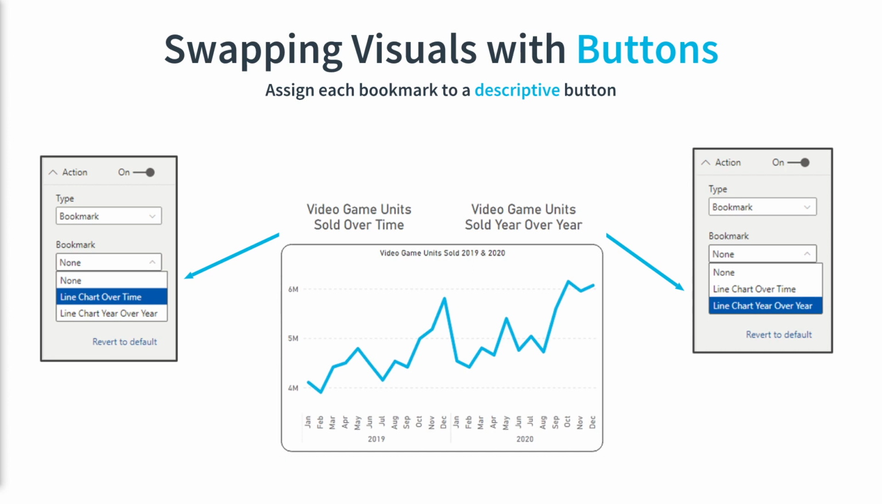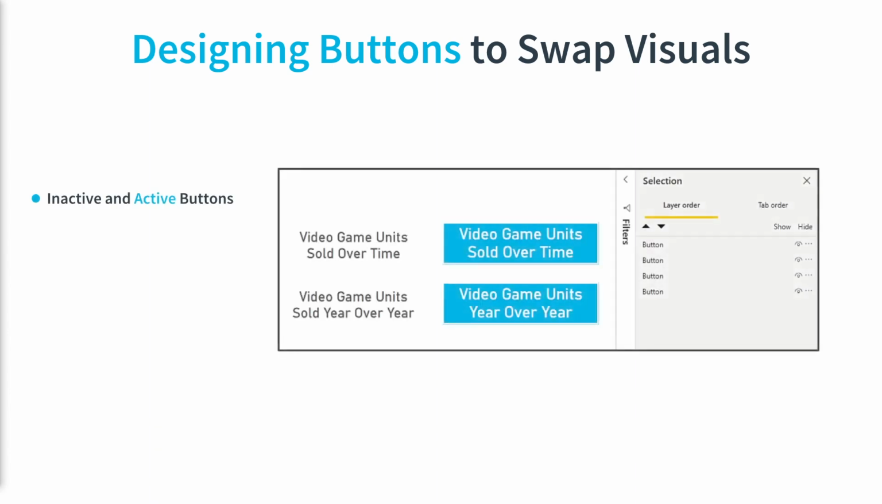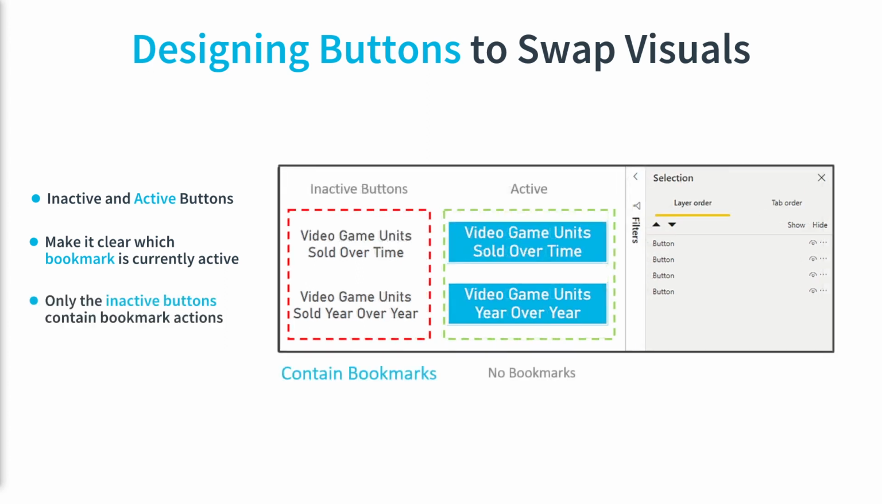improve the user experience. Another smart thing we can do is have the buttons indicate which bookmark is active. To do this, we need to create inactive and active buttons for each bookmark that we created. I usually make my inactive buttons gray and my active buttons larger and more colorful, so that a user knows which bookmark is turned on and which bookmark is turned off. Finally, we want to assign our bookmarks to inactive buttons because those are the buttons that we want users to click to switch between the two views.